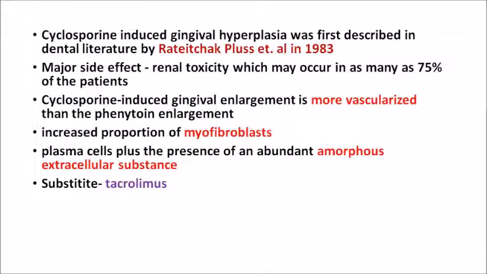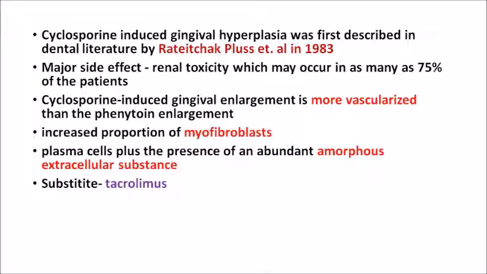Next is cyclosporin-induced gingival hyperplasia. Cyclosporin is an immunosuppressant, and gingival hyperplasia due to this was first described by Rateitschak in 1983. So many years after phenytoin-induced gingival enlargement, that was in 1939. Here, as we all know, immunosuppressants are mostly taken by patients who undergo renal transplant. The funny thing is, the patients will be taking cyclosporin, and cyclosporin's major side effect is again renal toxicity. It may occur in as many as 75% of the patients.